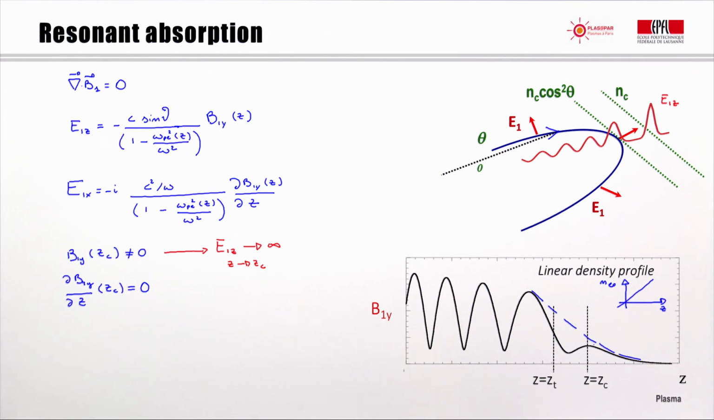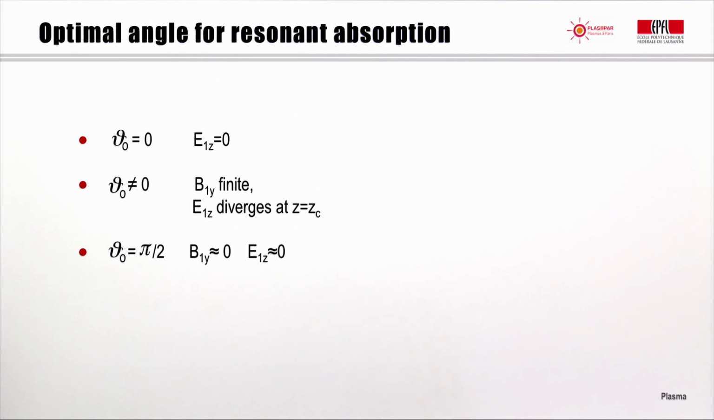In fact, some mechanism on much shorter spatial scales will become important and lead to dissipation of the wave. By this mechanism, the electromagnetic wave is converted to an electrostatic mode and is absorbed. Notice that there is an optimal angle for resonant absorption.